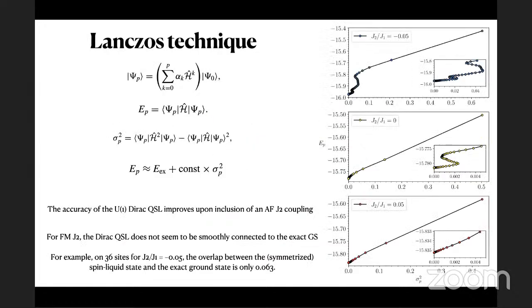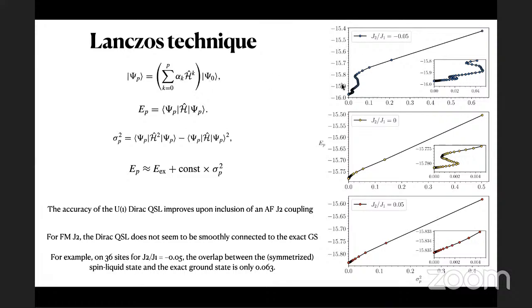In order to show the accuracy of the Dirac state, a very good approach is to do the Lanczos technique. The Lanczos technique simply consists in applying powers of the Hamiltonian on a given trial state. If this trial state is not orthogonal to the true ground state, you will ultimately converge to the true ground state under the application of some n number of Lanczos steps. So ideally, n goes to infinity.